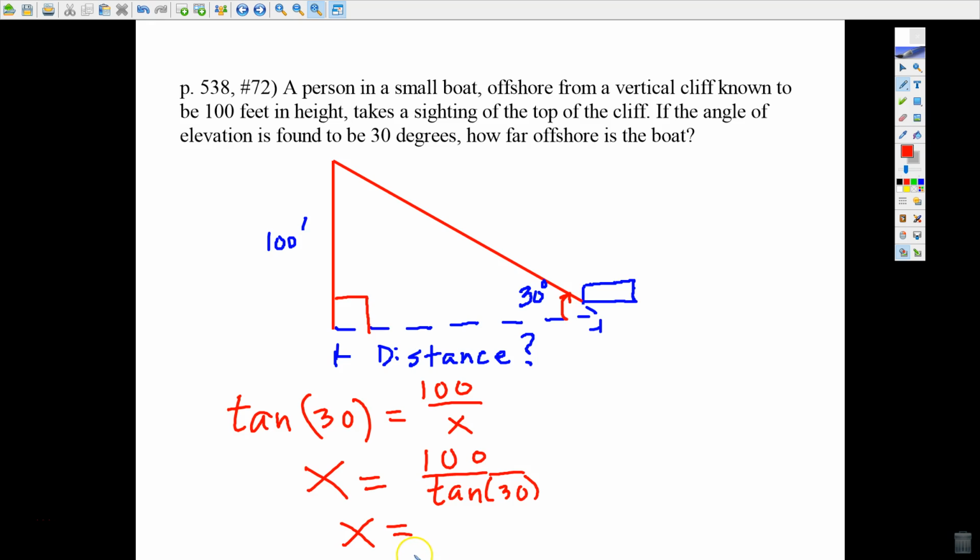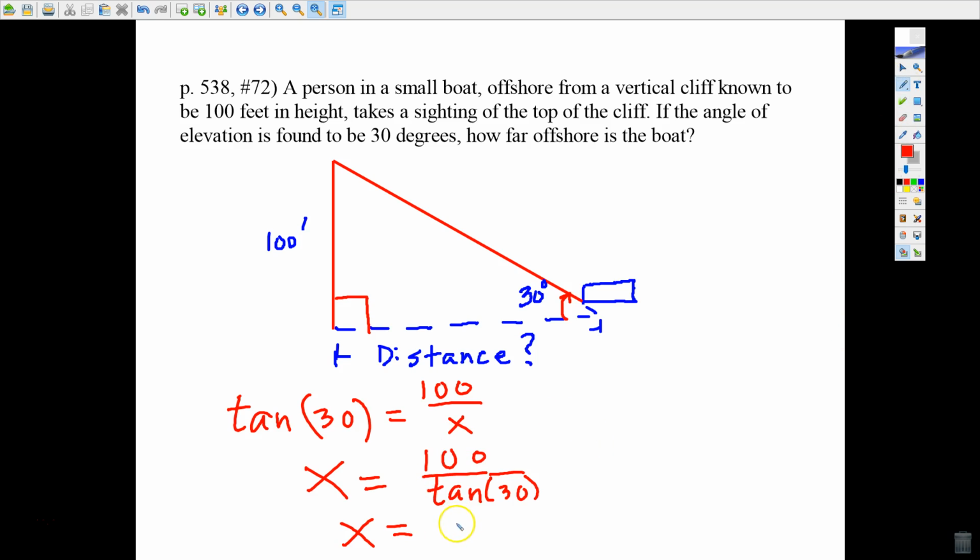So let me see. 57.74 feet. I'm not looking at the answer, so let me just get a show of hands. Everybody else get that? 100 divided by tan 30? 173.21. It's 100 divided by tan 30. You did.